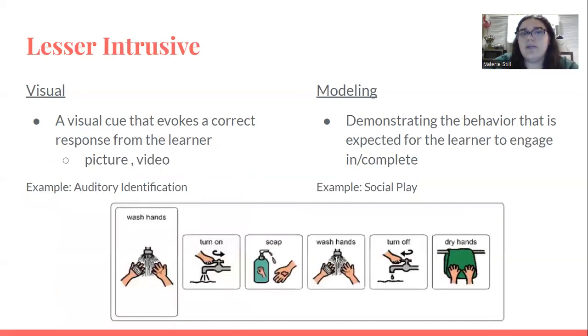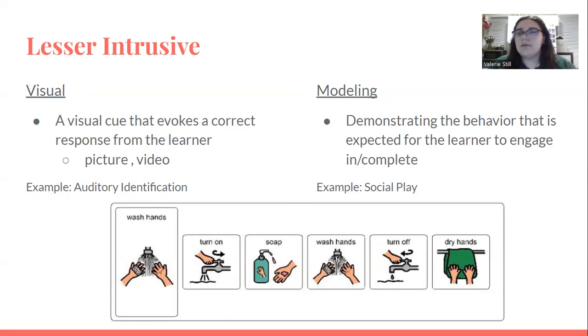Less intrusive would be visual prompts and modeling prompts. A visual prompt is a visual cue that evokes a correct response from the learner. So this could be a picture or a video. An example of this would be auditory identification. If you play a sound of a car on your iPad and the learner is not able to identify the noise, then you could prompt them with that video to show them, this is what I'm talking about. And you're not using verbal, you're just using that picture or video card that you have.